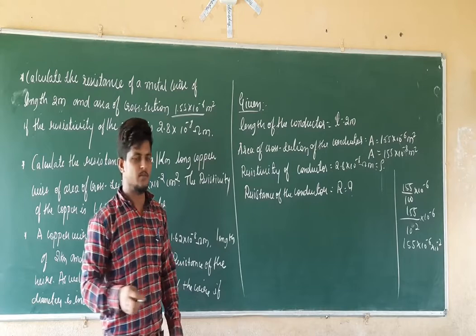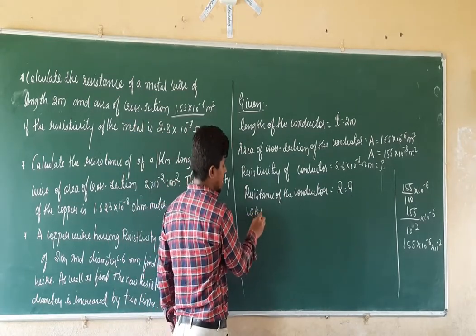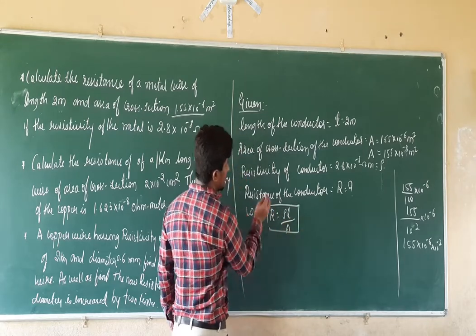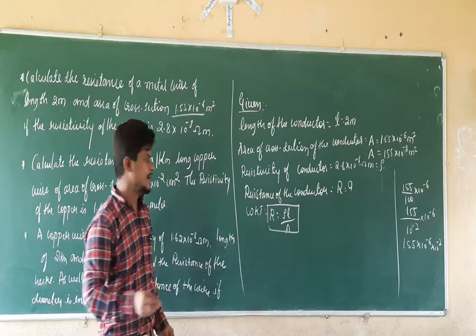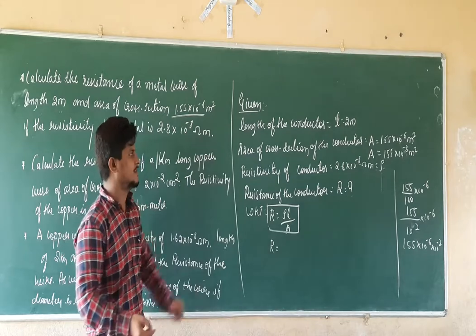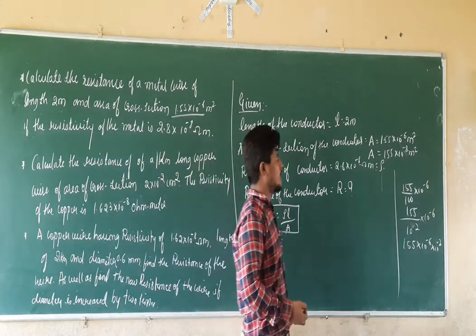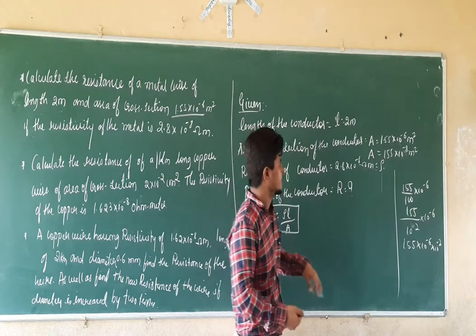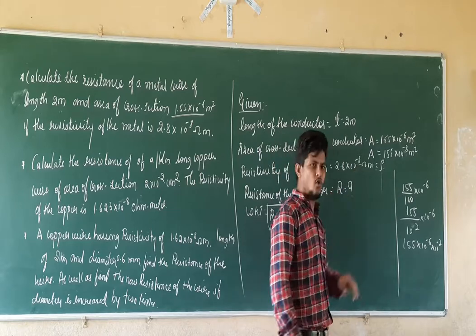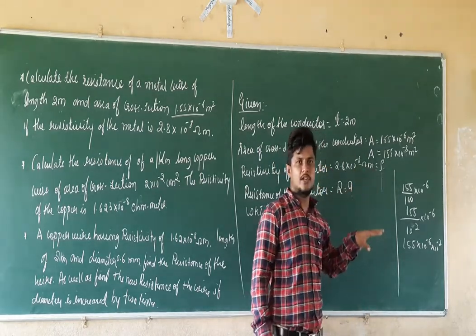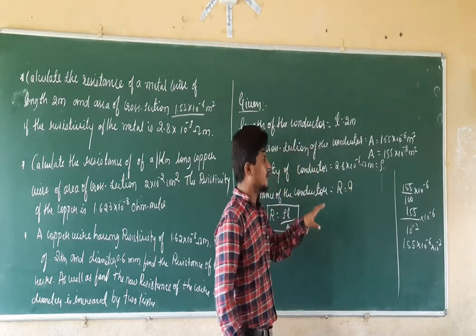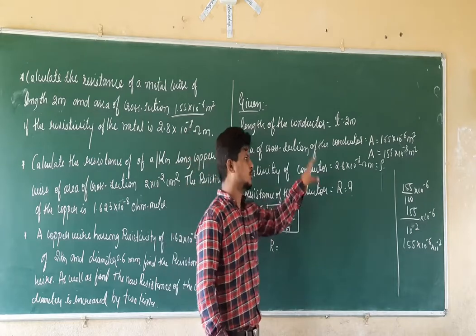We already know the formula for the resistance of a conductor, that is R equal to rho L divided by A. Before using this formula, we have to cross check the SI units given in this problem statement. Length is given in meters, area of cross section is given in meter square, and resistivity of the conductor is given in ohm meter. Every given data is in SI units, so there is no need for conversion. We can directly use those values.